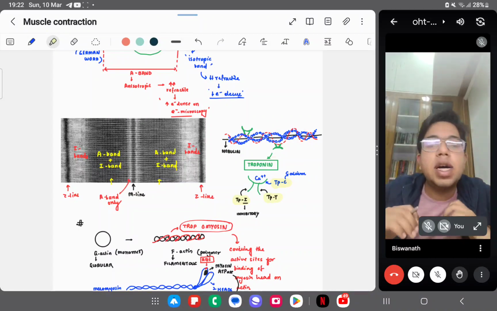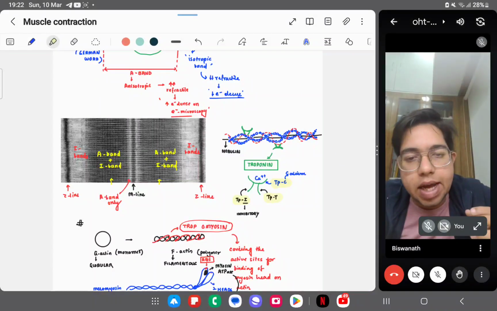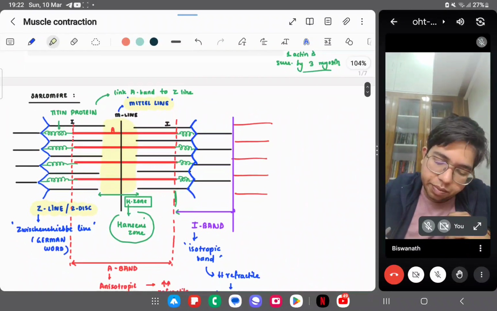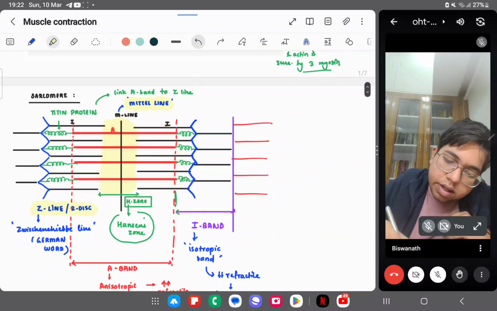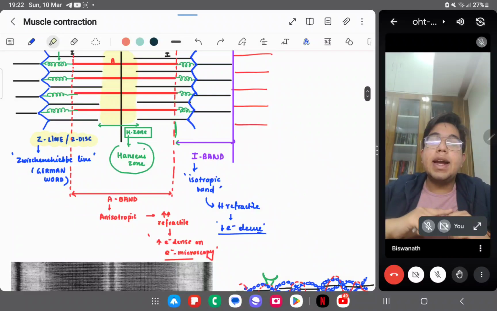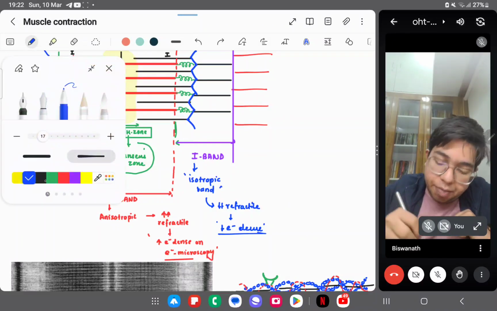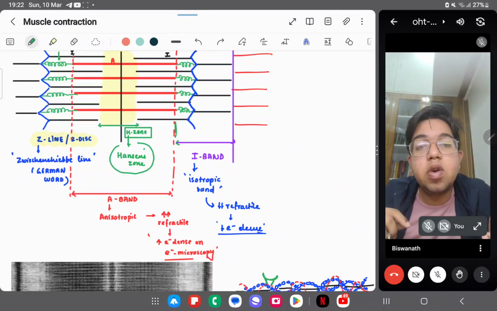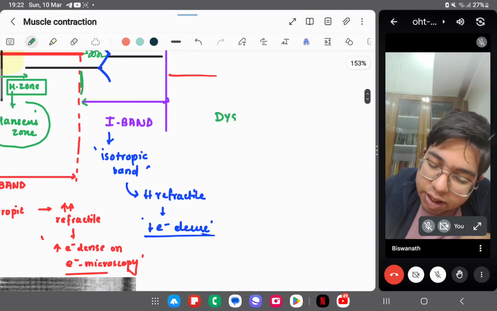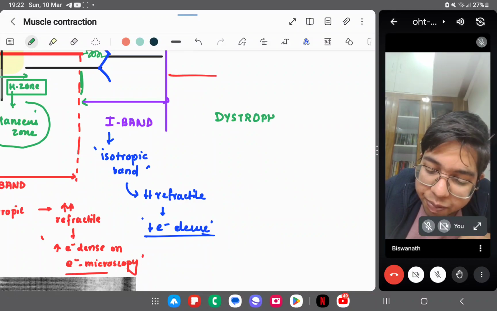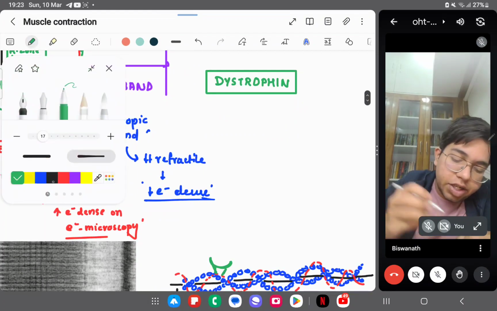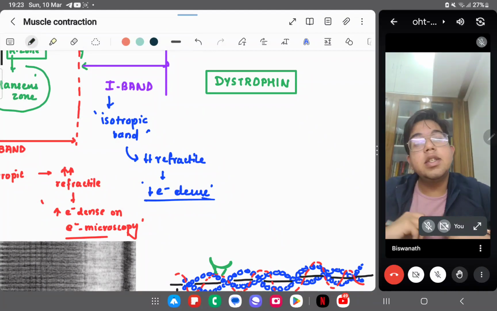Okay. Another thing is that actin is linked to other proteins of the sarcolemma as well. And the main protein that links actin to other proteins of the sarcolemma is an important protein, which is dystrophin. You must have heard that the dystrophin gene is the largest gene in the human body.